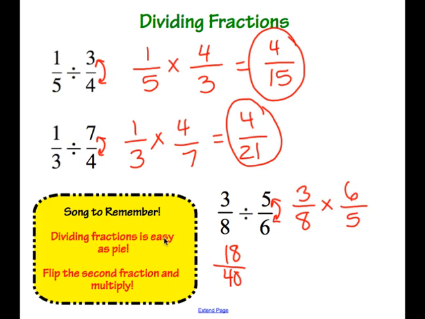Let's go ahead and divide by 2 because they're both even numbers. 18 divided by 2 is 9. And 40 divided by 2 is 20. 9/20 is in simplest form, so that's going to be our answer.